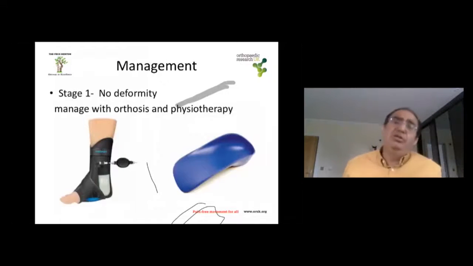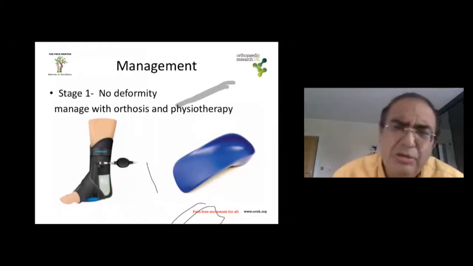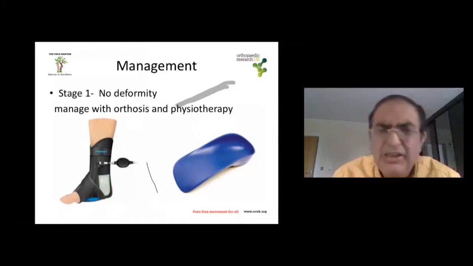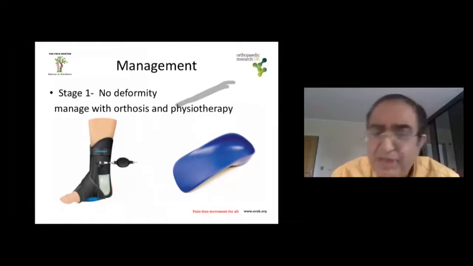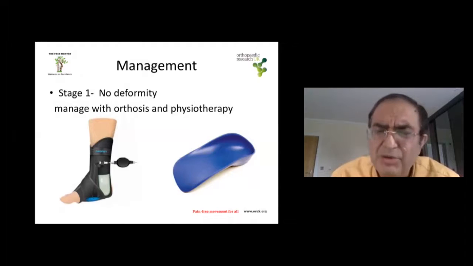But the treatment, so usually stage one is just an inflammation of the tib post. So all you need to do is NSAIDs and rest, and you can give them supports like a tib post brace, or you can do a UCBL insert, and also of course physiotherapy. Very rarely you can do a tenosynovectomy, especially if it's seronegative arthritis causing tib post synovitis.